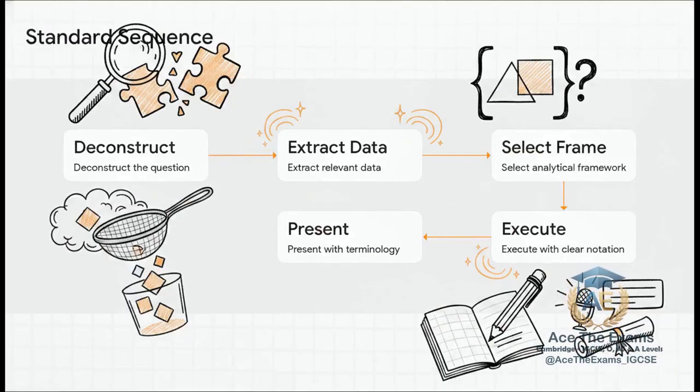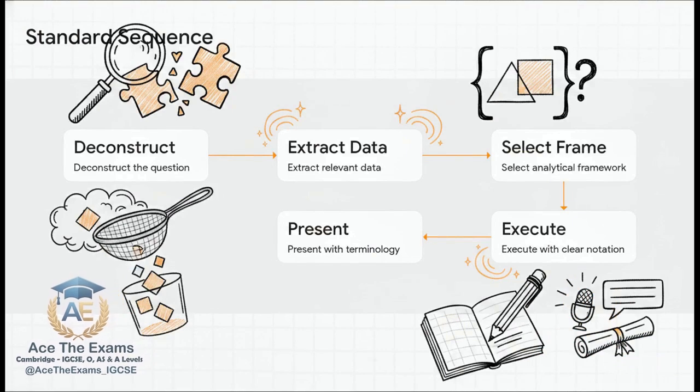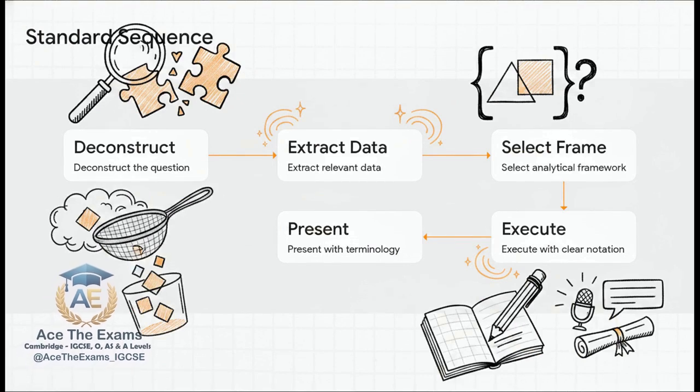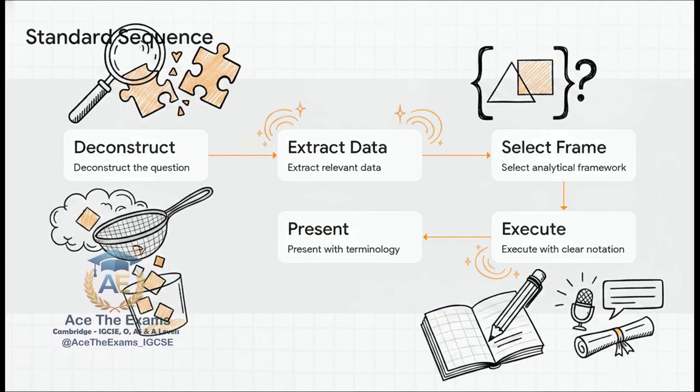To guarantee those method marks, you need to run this 5-step standard sequence. Think of this as an interactive drill. Step 1. Deconstruct the question. Don't just start running, break the defense apart. Step 2. Extract relevant data. Pull exactly what you need for your theorems.